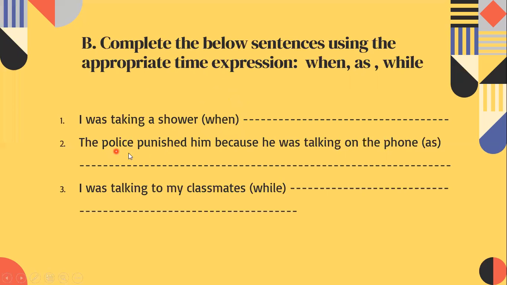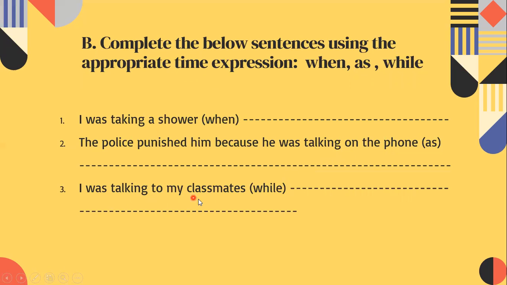Second one, the police punished him because he was talking on the phone as, you can say, as he was driving his car. So parallel actions, as shows me that he was driving and talking on the phone at the same time. So this is a time expression, okay, showing me when these actions were taking place. They were taking place at the same time in the past.